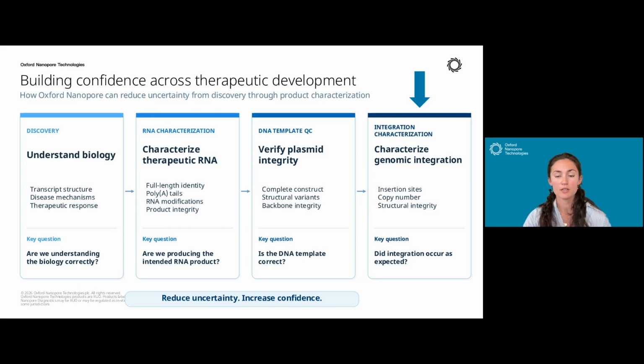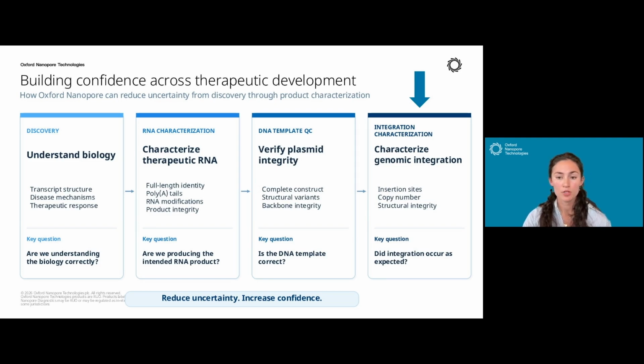Within your plasmid integrity, confidence in the RNA product also really depends on confidence in the DNA template that's used to generate it. So that raises questions around things like plasmid integrity, complete construct verification, and overall structural accuracy. And finally, for your engineered cell therapies, we really need confidence that genetic engineering occurred exactly as intended, including things like insertion sites, copy numbers, and structural integrity.